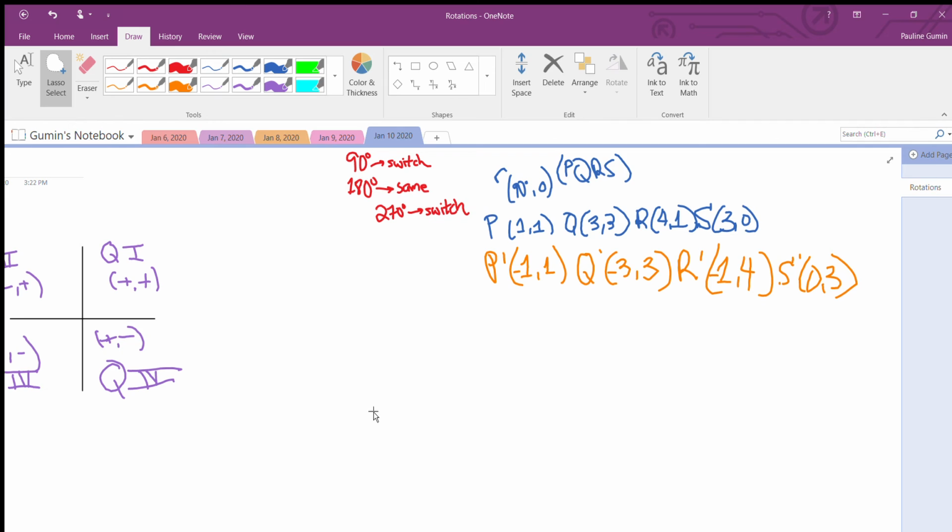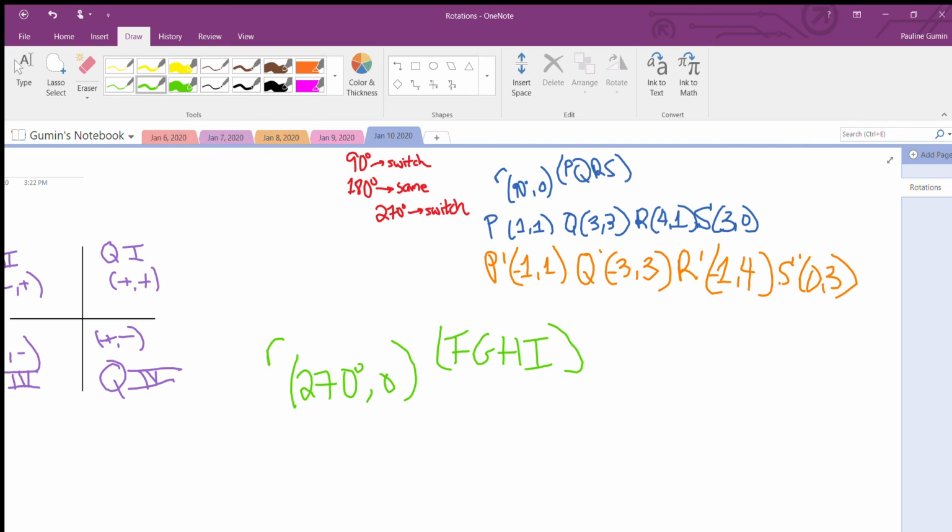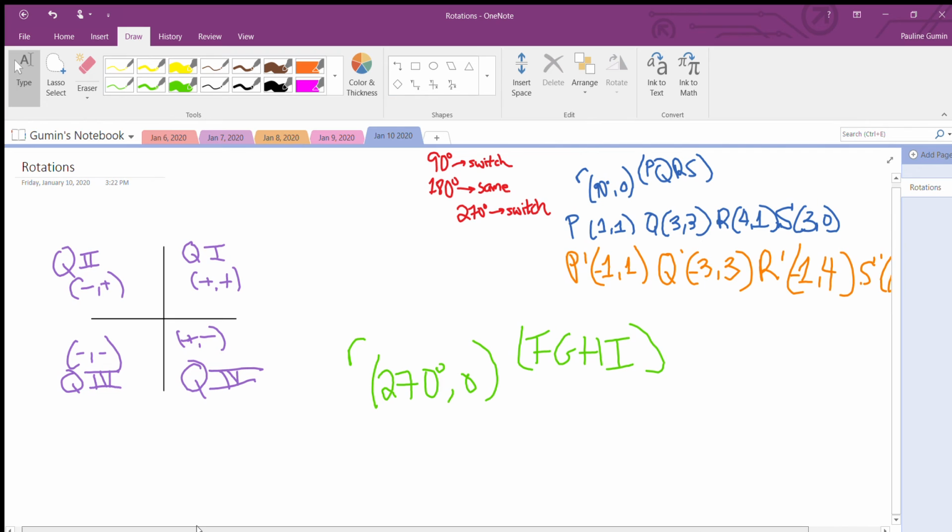Next, let's rotate something. Let's do 270 degrees. Why not? Let's use some different colors. Let's go to the yellows and greens. Okay. So I'm going to ask you to rotate something 270 degrees about the origin. And I'm going to, let's do FGHI.